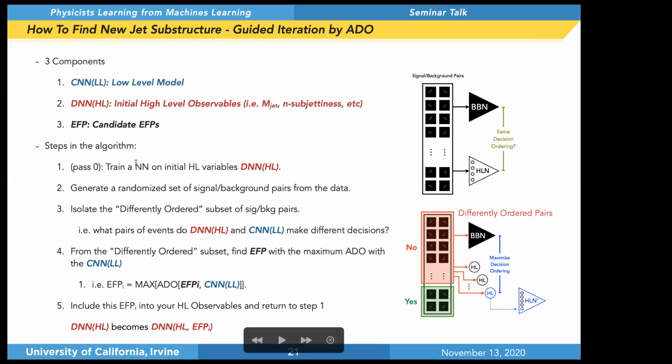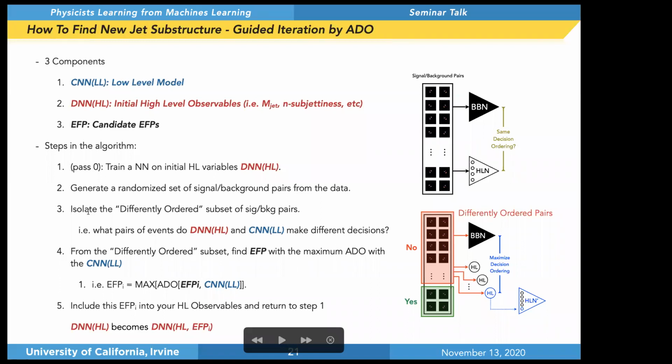So the first step in our algorithm is to train a neural network with the high-level jet substructure, things like invariant mass. So these are all the things that we want to be compared to the low level. And from the output of your deep neural net on high level, we generate this randomized set of signal and background pairs. These are signal and background pairs that we want to ask about the mapping between signal and background. And we want to check whether the low level and the high level are making similar or opposite orderings.